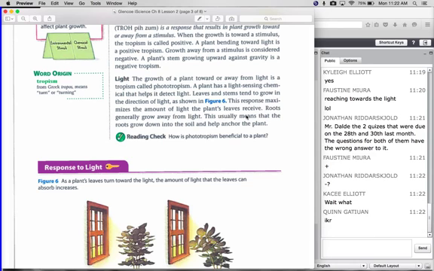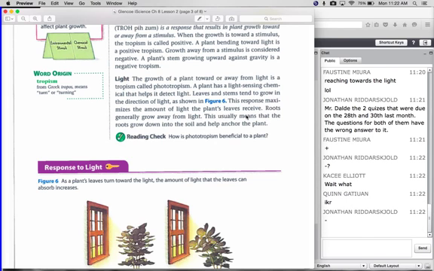Plant growth and gravity, is that positive or negative tropism? Do plants grow towards gravity or away from gravity?